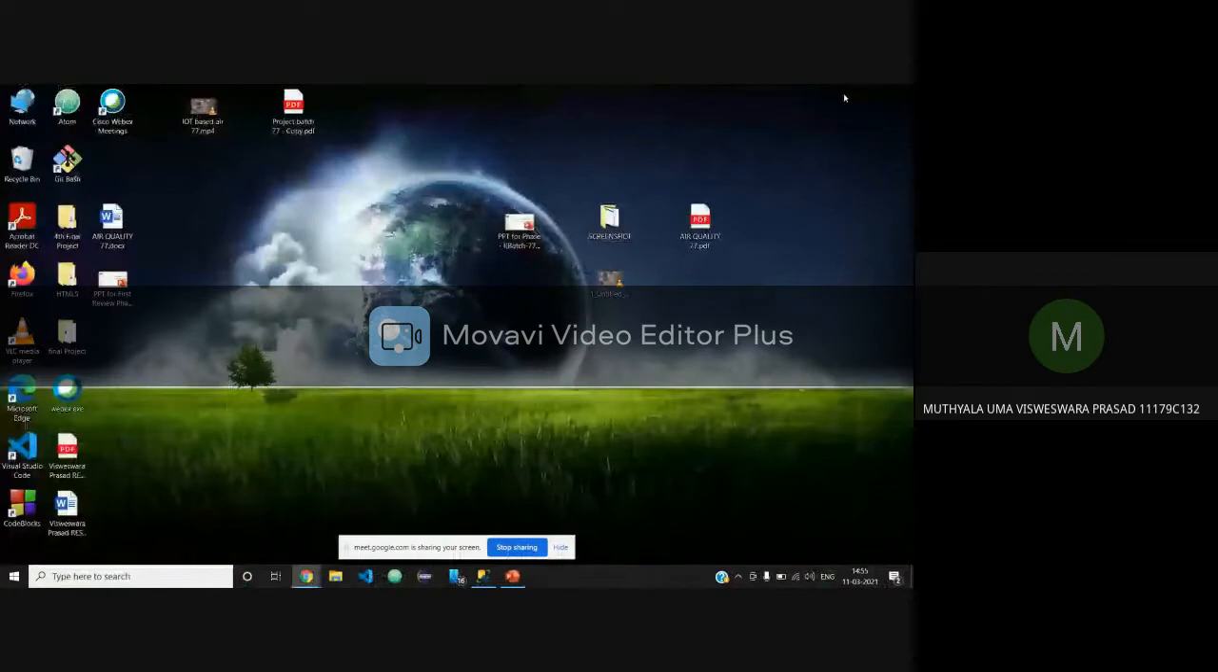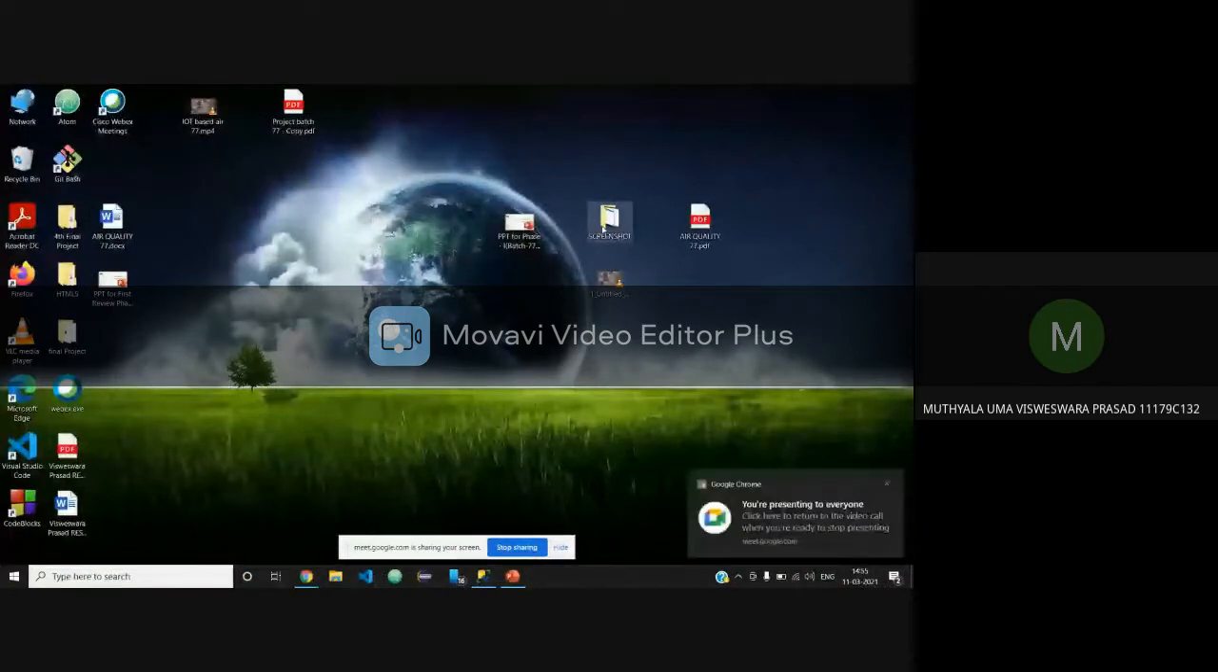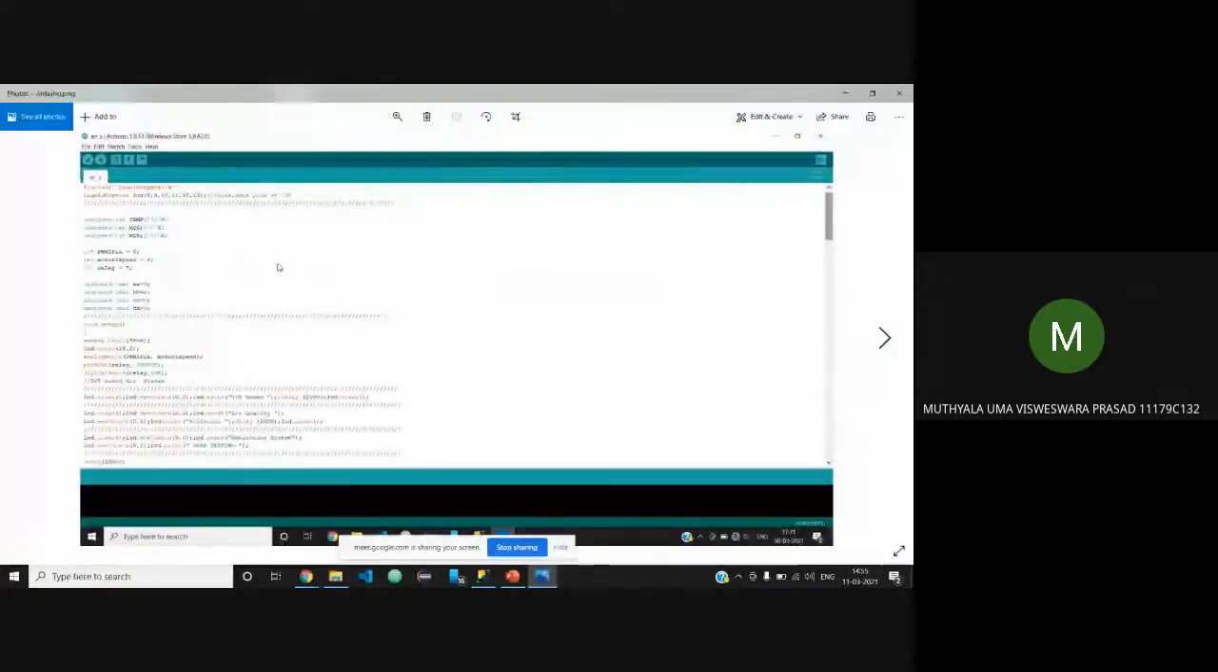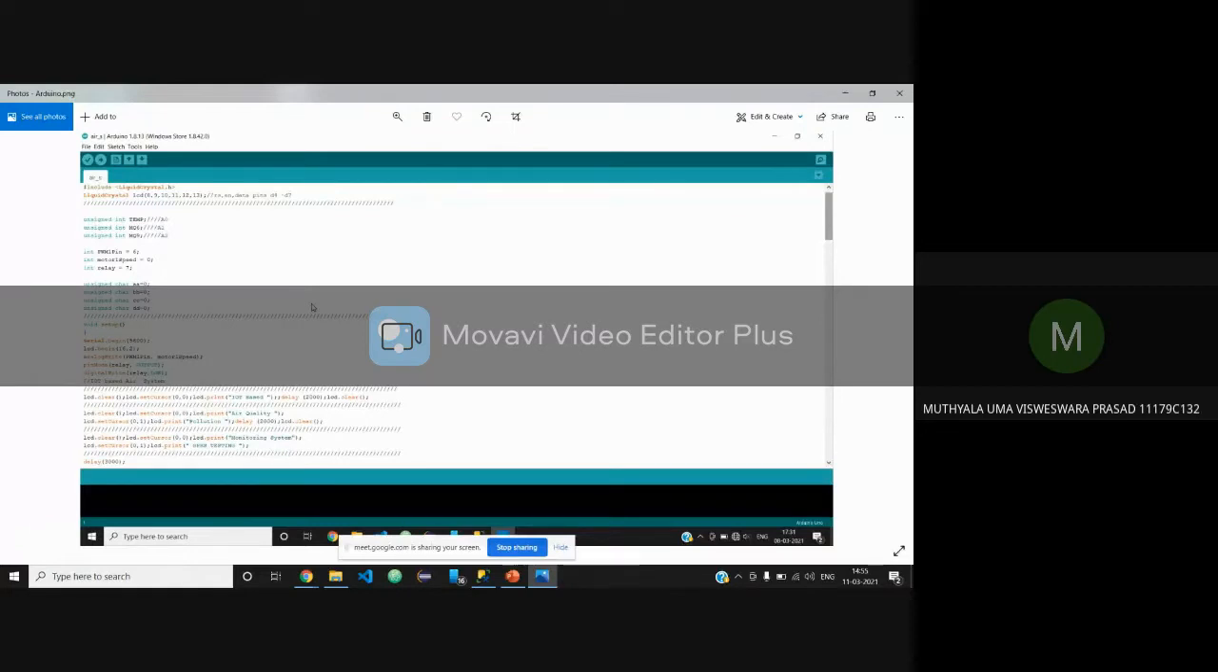Actually, I have screenshots. This is the Arduino code which we developed. It controls the fan speed and bulb indications, and also handles the connection between the website and the Arduino. This code runs on the Arduino software.